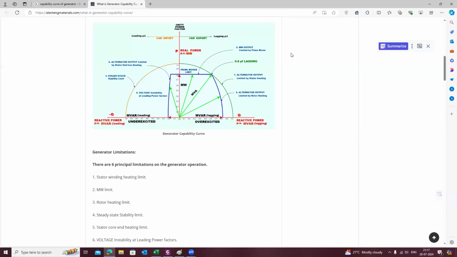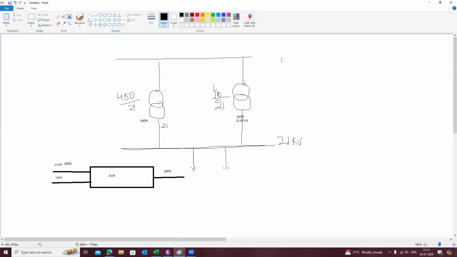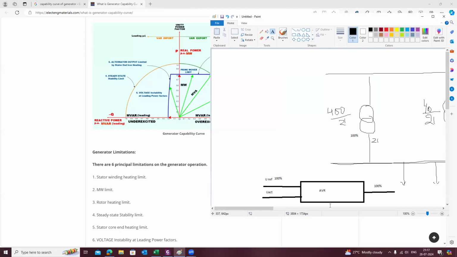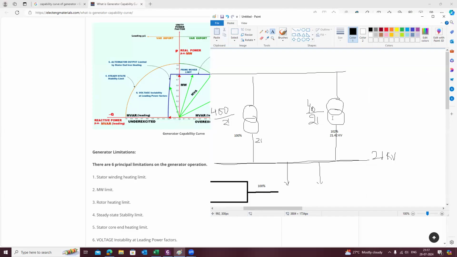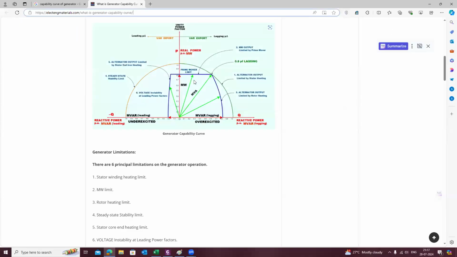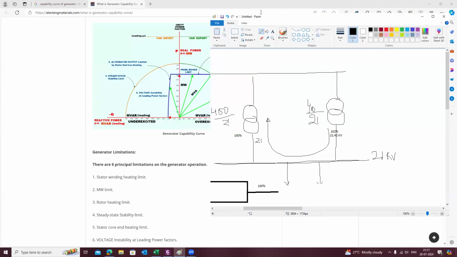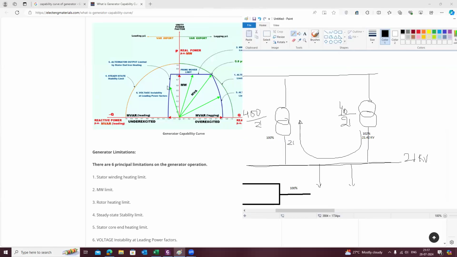Suppose two generators are operating in parallel, and let's suppose this generator is delivering more reactive power. Then what will happen? The reactive power will flow from this generator to the other generator. That means for one generator, the operating point will be in this zone, whereas for the other generator, the operating point will be in that zone, because one is delivering and another is absorbing. That means until and unless you are operating the generators within the capability curve, there is no issue.